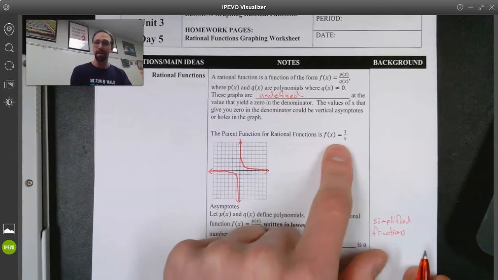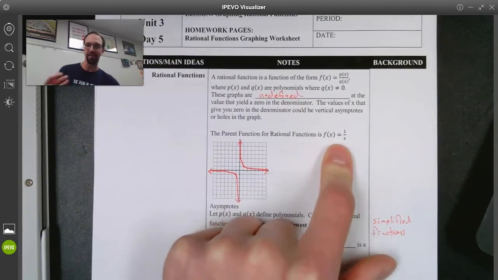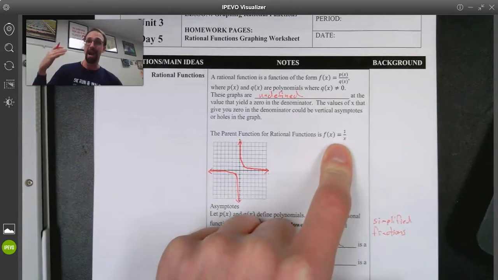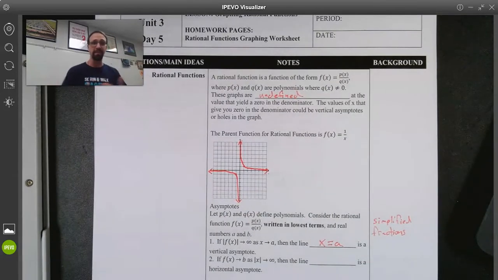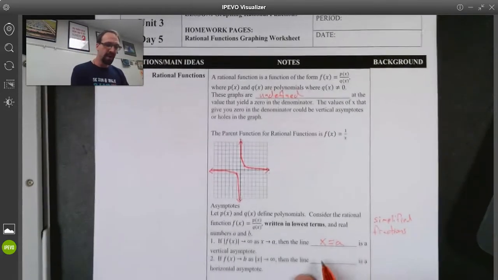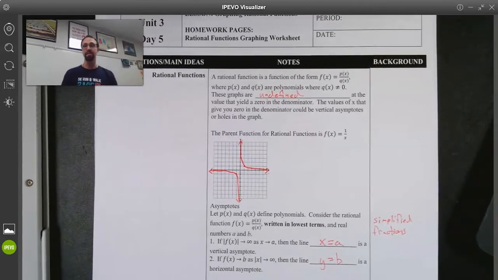Think about this. I could put in a really large number for x. I could put 1 billion, 1 million, 1 trillion, 1 zillion. Keep going forever and ever. I'm not going to get 0 because that 1 is always going to be a number. 1 divided by anything is going to be a value. So then we get the line y equals b as a horizontal asymptote.